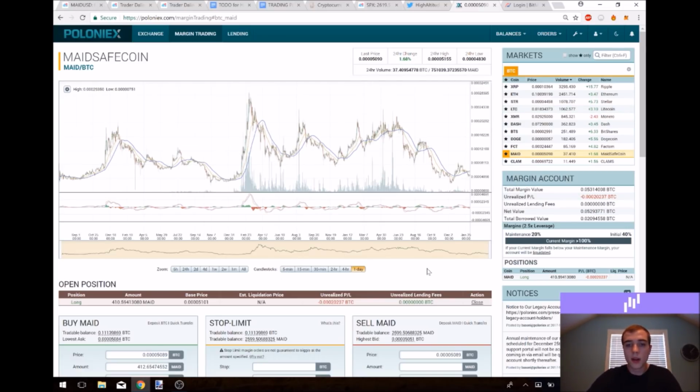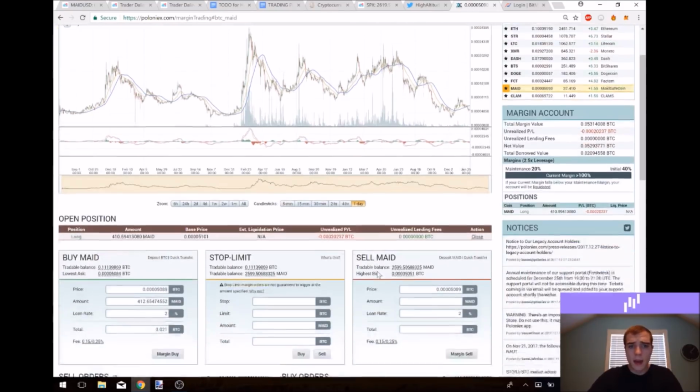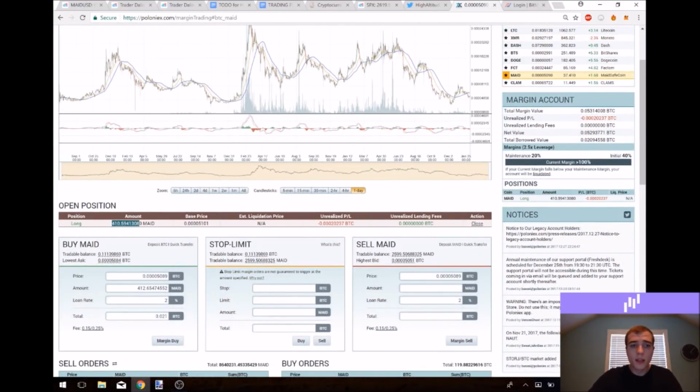All right, so now, as you can see, we have 410 made safe on long at the base price of 0.000051 Bitcoin. So that is my entry. And then it says estimated liquidation price. Notice how it says not applicable. That is because I haven't over leveraged my account.